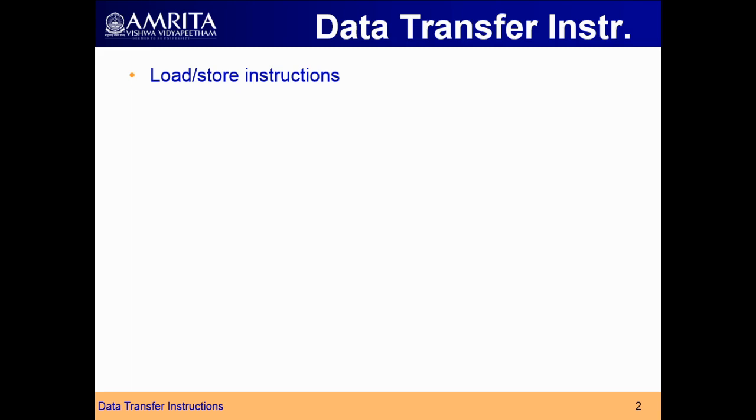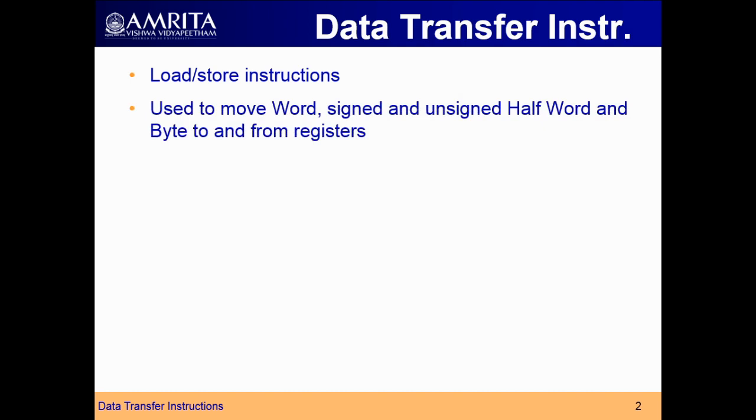Similarly, store means we are going to store the data present in a register to a data memory location. That is known as a store operation. So for load as well as store operations, we are using data transfer instructions. And what are the different types of data transfer instructions available?